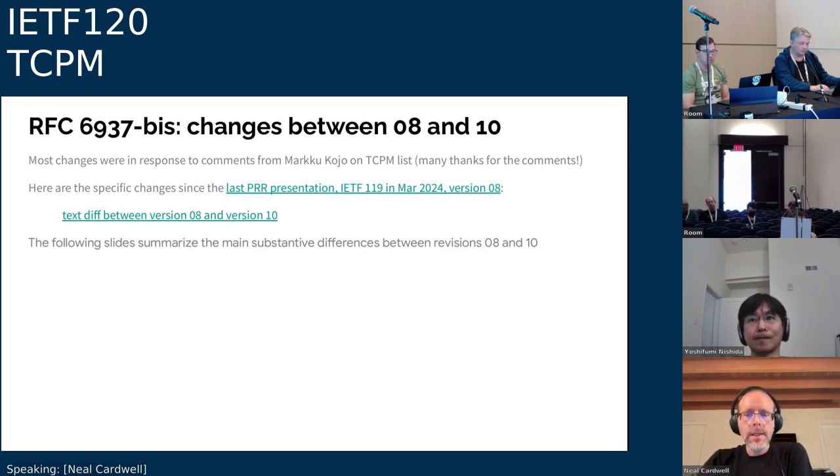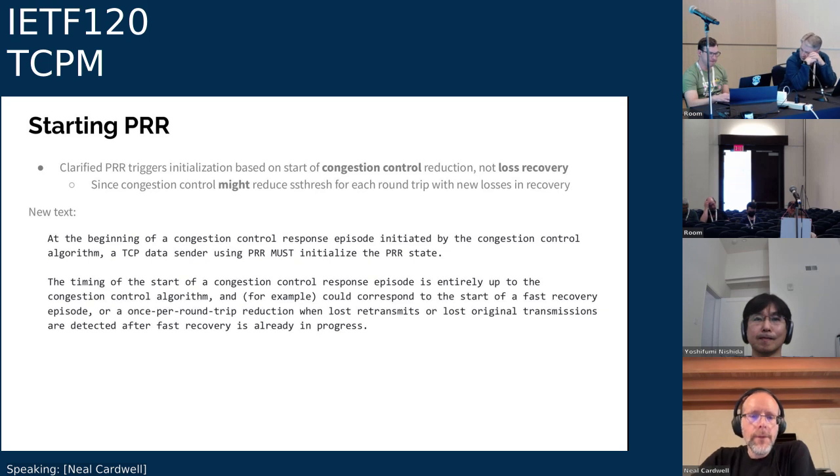There's a link to the diff if you want to see exactly what changed, but I'm about to give a summary of the major changes. So the first major change was to clarify that PRR triggers its initialization based on the start of the congestion control slowdown or reduction rather than the start of loss recovery.